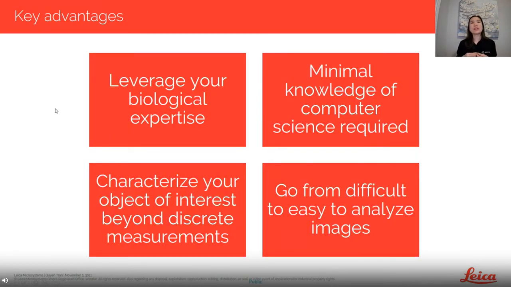So some key advantages that I hope you've seen from the examples I provided here: machine learning really allows you to leverage your biological expertise. You are the one providing the expertise and providing the examples of the objects that you don't want and what makes up the class that you want. And then because you're providing these examples through a painting method, it reduces the knowledge of computer science that's required in terms of image analysis and in terms of using machine learning.